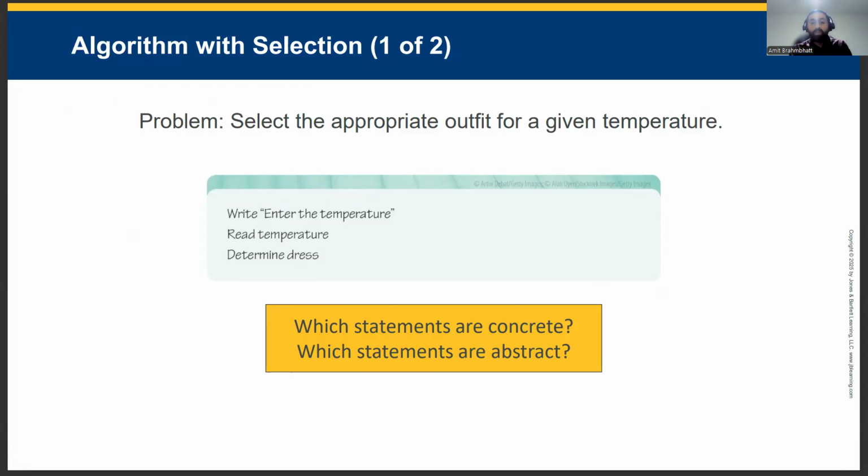This example demonstrates how decisions play a central role in algorithms. Selection allows programs to adapt to varying conditions and produce different outcomes based on input. By identifying the abstract and concrete steps, you gain insight into how to refine high-level logic into specific instructions that a computer can execute.